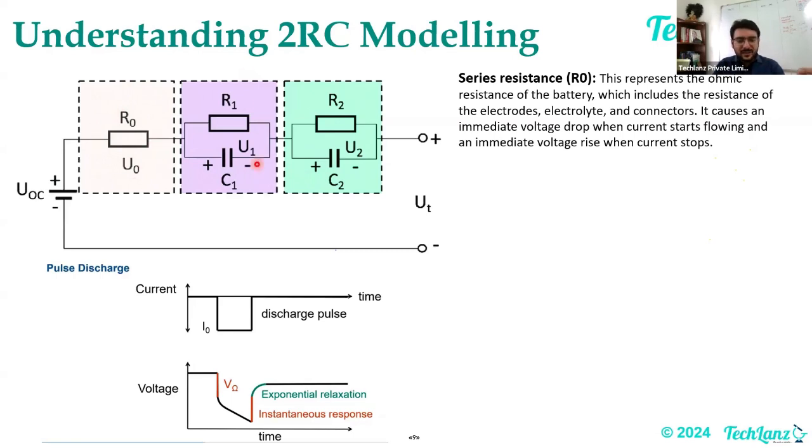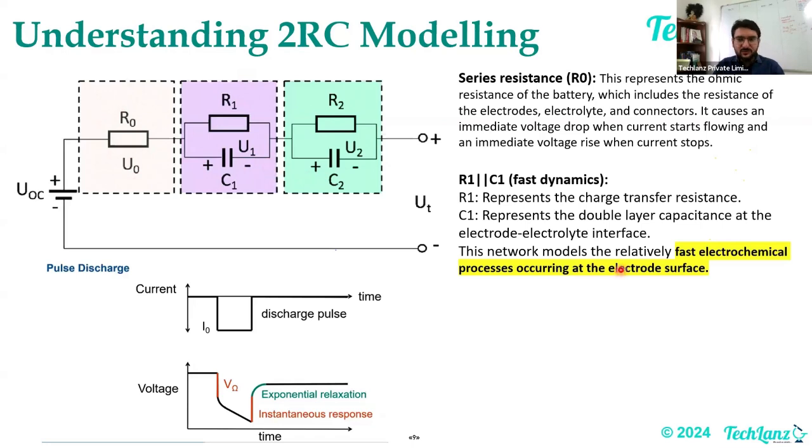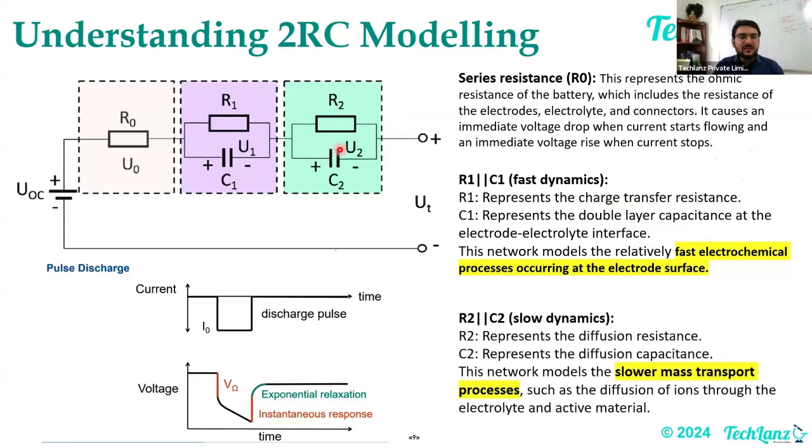When you talk about R1 and C1, these are the fast dynamic responses. When you want to capture the fast electrochemical processes, meaning the ion transfer, the charge transfer resistance, this is represented by R1. C1 represents the double layer capacitance. So what is the double layer? I'll talk about the charge transfer and double layer capacitance in subsequent slides. Don't worry about it. R2 and C2 represent the slow dynamic behavior, the ionic diffusion or mass transfer, like when the lithium ion moves from one place to another. So this captures that element. Most of the physics phenomena which are happening in the cell, you try to capture by this.